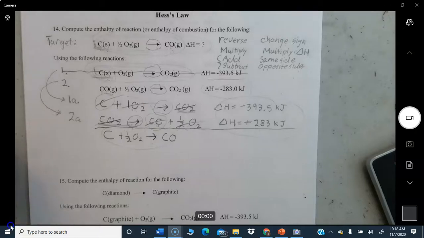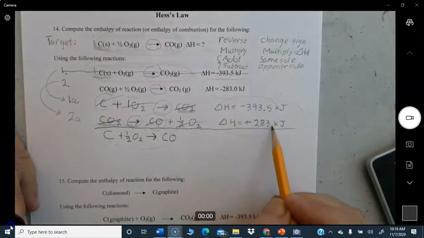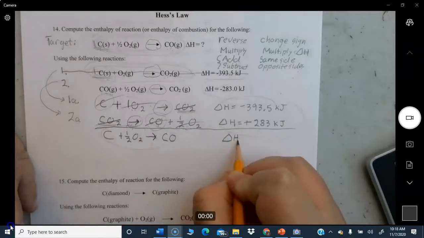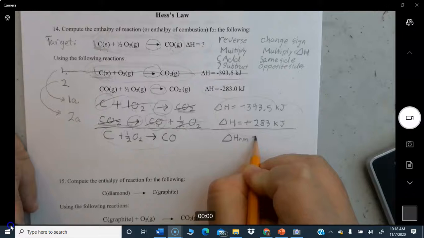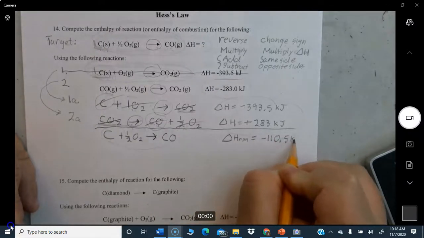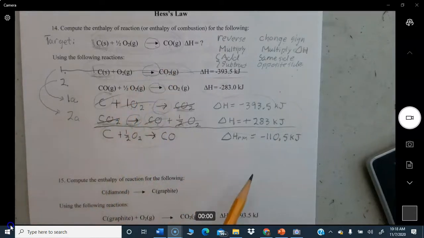Okay, and when you do that, negative 395.5 plus 283.0, and that's going to give you the delta H of the reaction, which equals negative 110.5 kilojoules. Okay, so when you perform this reaction, 110.5 kilojoules of energy will be released. It's negative. It's exothermic. It will exit the reaction into the surroundings or the atmosphere. Okay, not so bad, is it?